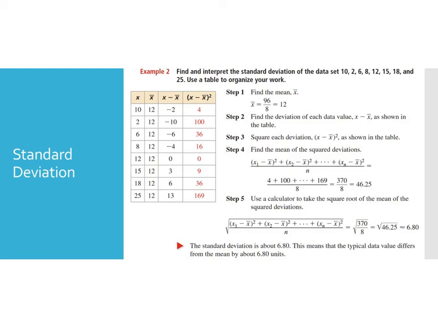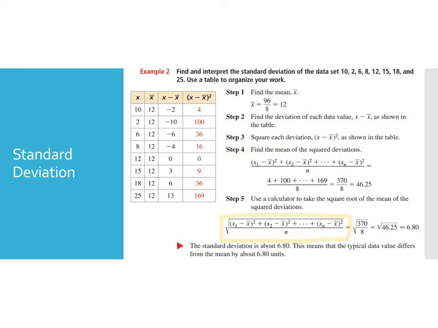You're going to add up all these numbers. We should have 370, and you're going to divide by 8, because there's 8 numbers. You get 46.25. The next thing you're going to do is square root that, using a calculator. So what we have down here is actually your formula for standard deviation. That's the part that we need.